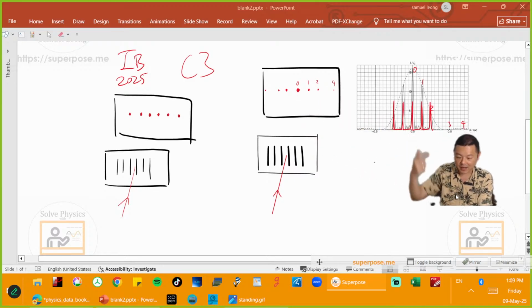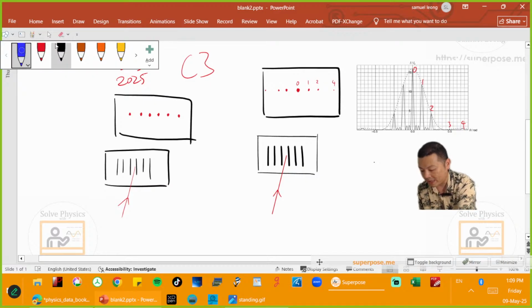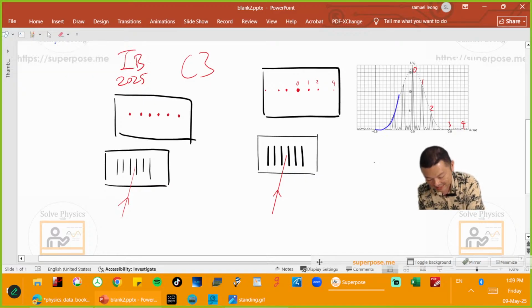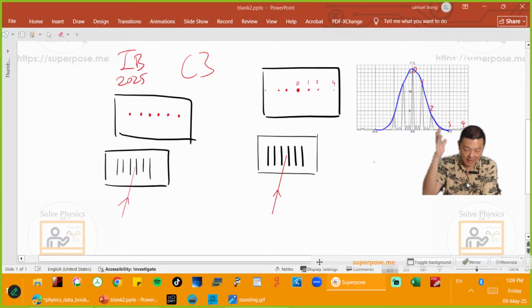Okay, hang on, but I'm not done yet. So that's the backtrack. Now I'm back to here again, back to this idea. This is the single slit envelope. Okay, so the single slit envelope is based on what?